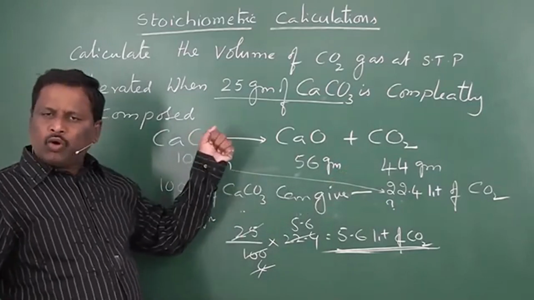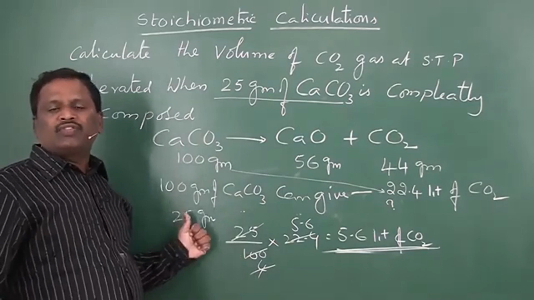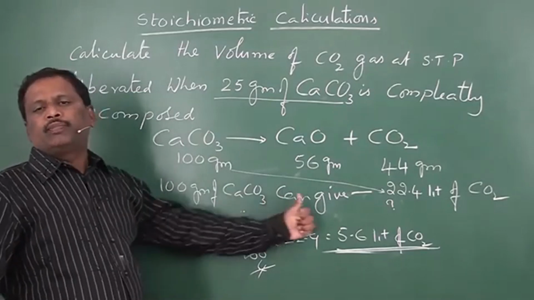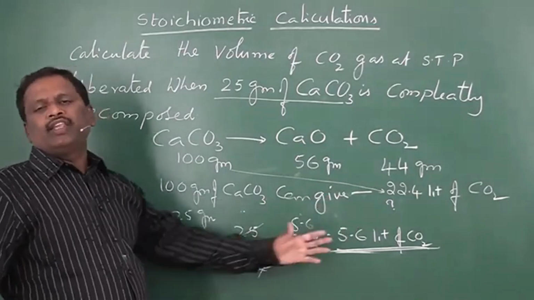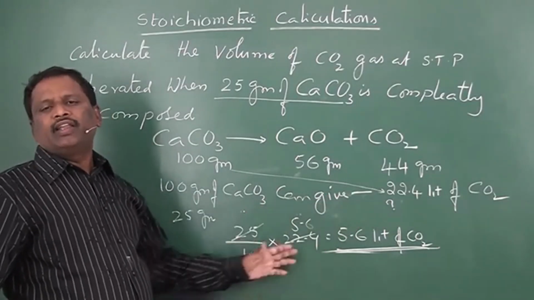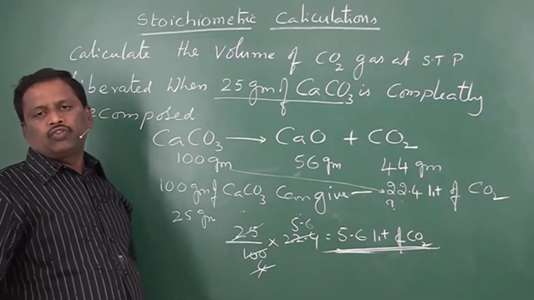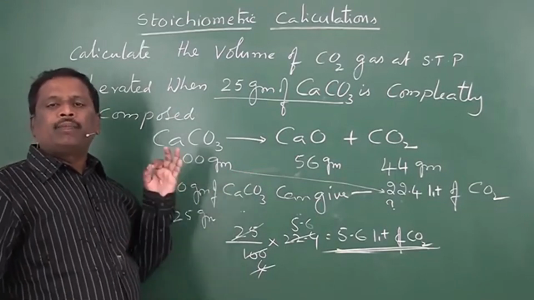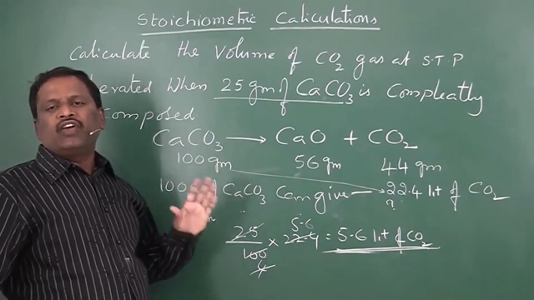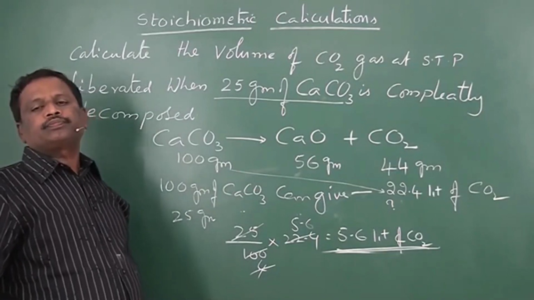So now they are asking the volume when 25 grams was decomposed. If 100 grams of CaCO3 is decomposed, it produces 22.4 liters. For 25 grams, how many liters? 25 by 100 into 22.4, that is 5.6 liters. So 5.6 liters of CO2 gas is liberated in the complete decomposition of 25 grams of CaCO3.